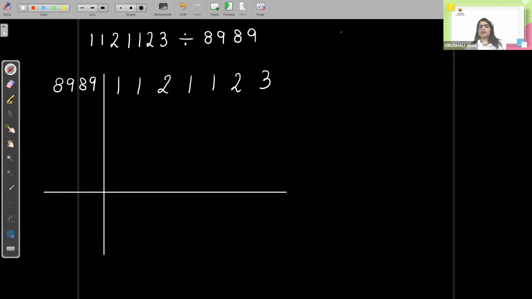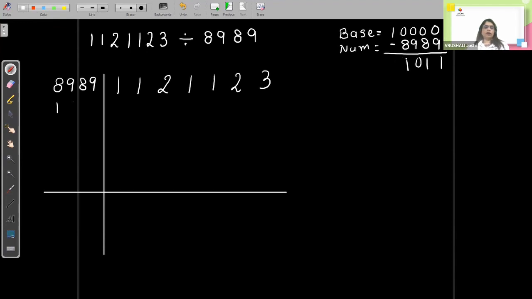Now, what is the base? 10,000, or no? Correct? Minus the number with which we are supposed to divide, which is 8989. Correct? And we are going to subtract this, for which we have the method with us, which is called all from 9 and last from 10. That will give you 1011. Correct? That 1011 is going to be in our famous blue box.